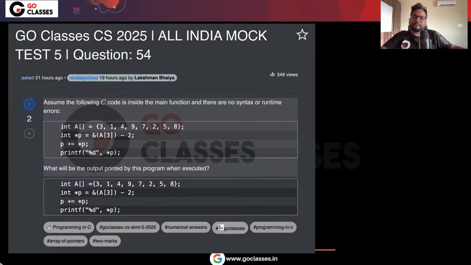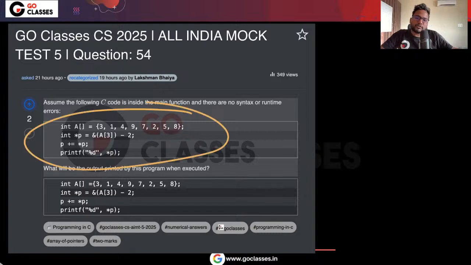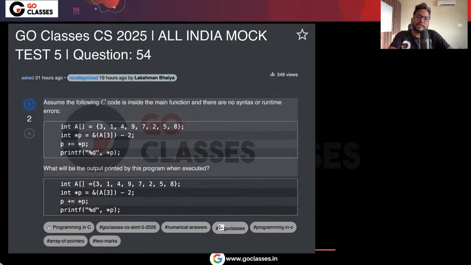Okay. Now let's just solve this question. This question has been easy only, and this was a 2 mark question, but yeah, this was easy. Can you tell me what was your answer for this question? What was your answer? So here they are just using a simple pointer thing, right? Okay. So let's just solve this question.